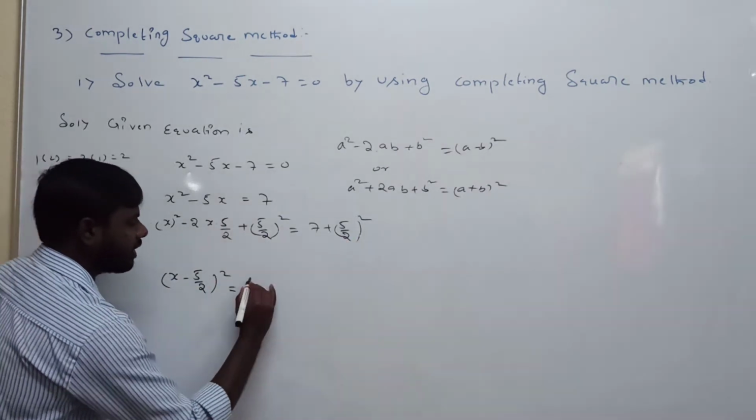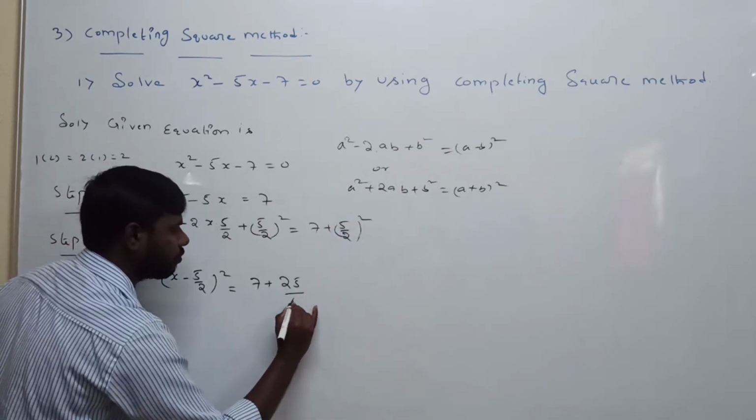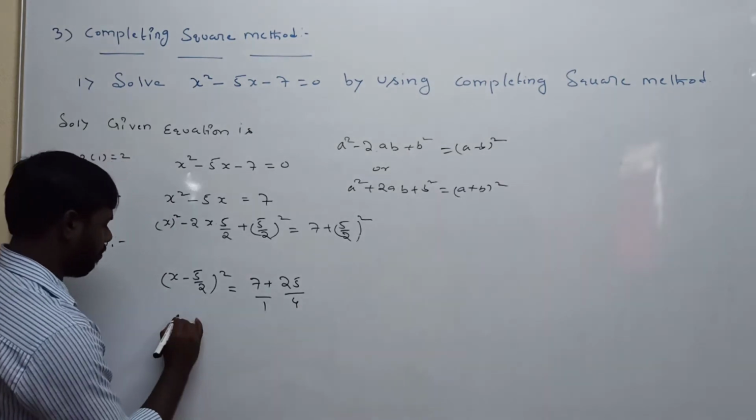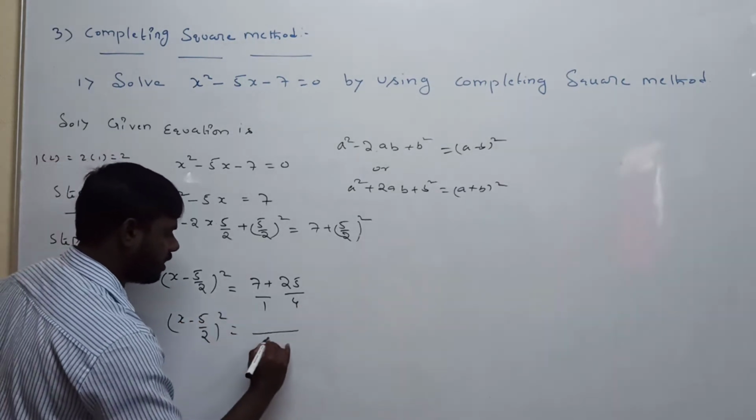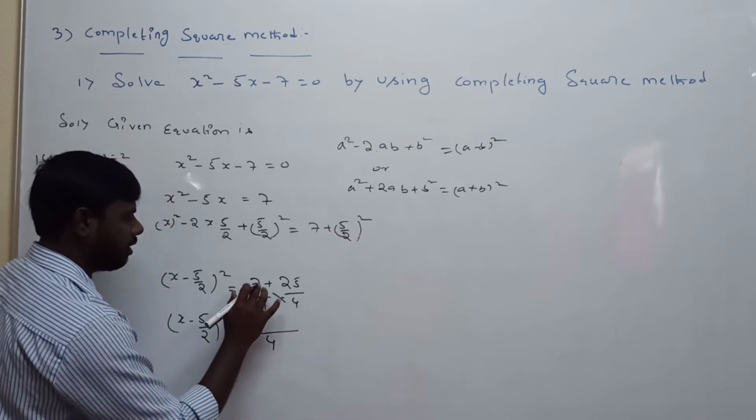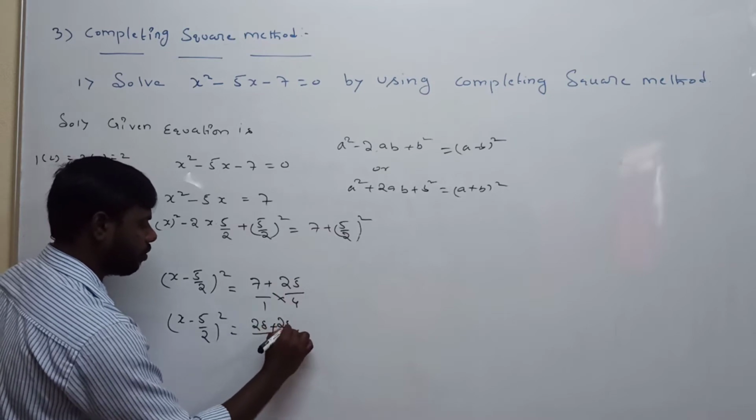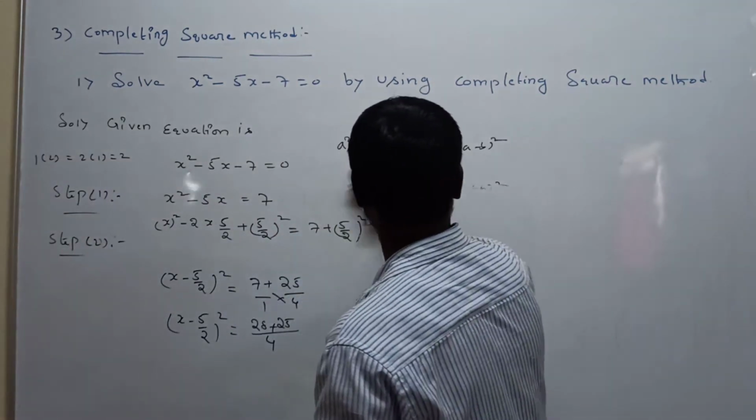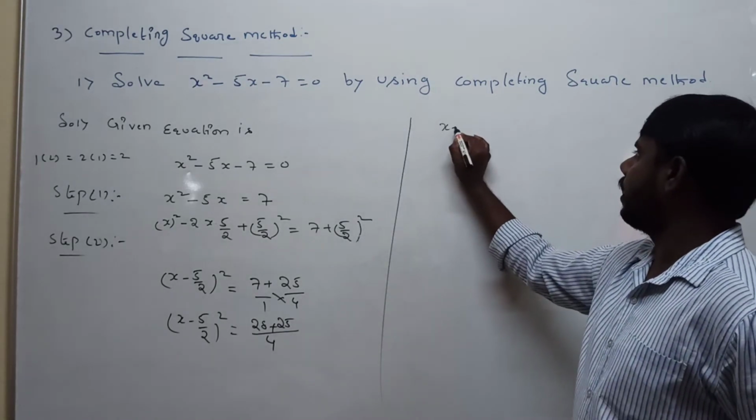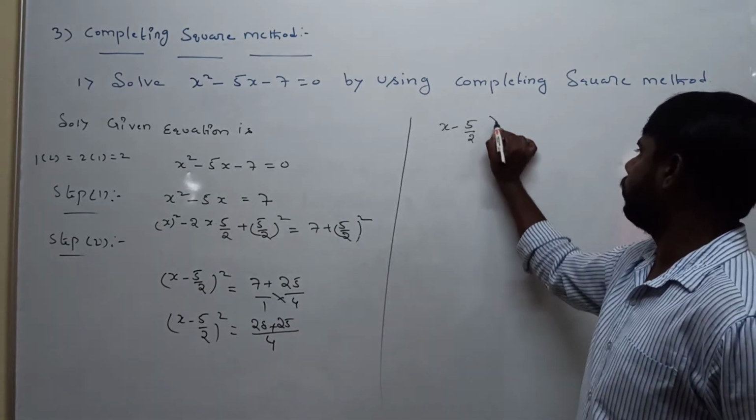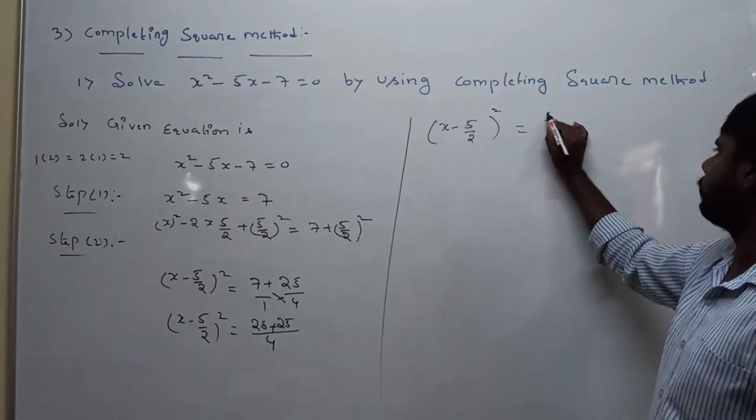Simplify the right hand side value. The 5 square value is 25, the 2 square value is 4. Take LCM. X minus 5 by 2 whole square is equal to, the LCM is 4, cross multiplication, 7 times 4 is 28, plus 1 into 25 is 25. Simplify the function. The left side is x minus 5 by 2 whole square, equal to 28 plus 25, which is 53 by 4.